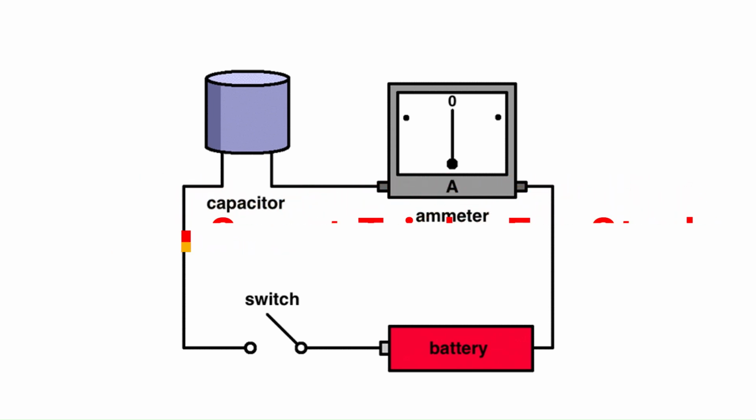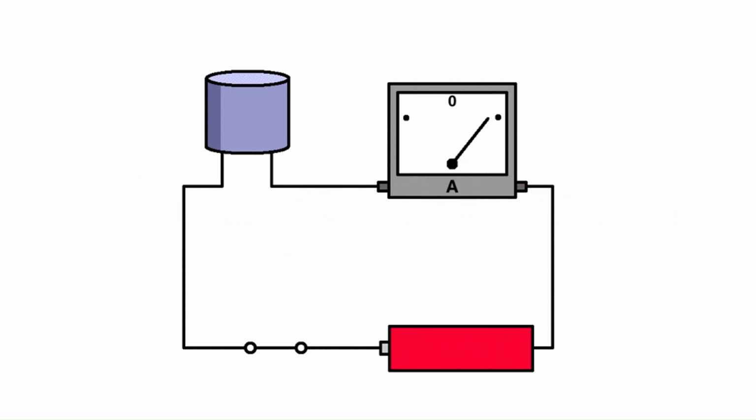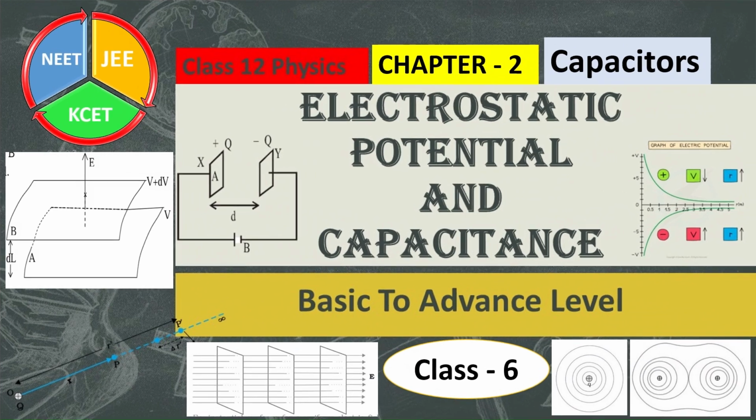In this video we will discuss Class 12 or 2nd PUC Physics Chapter 2, that is Electrostatic Potential and Capacitance.